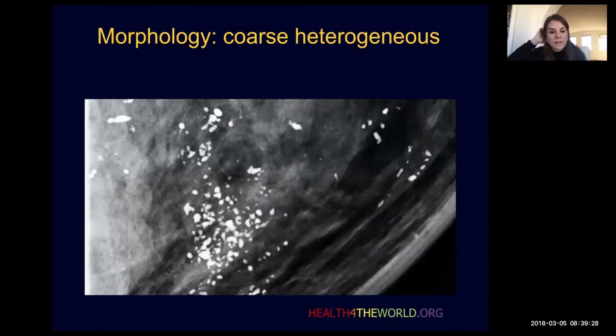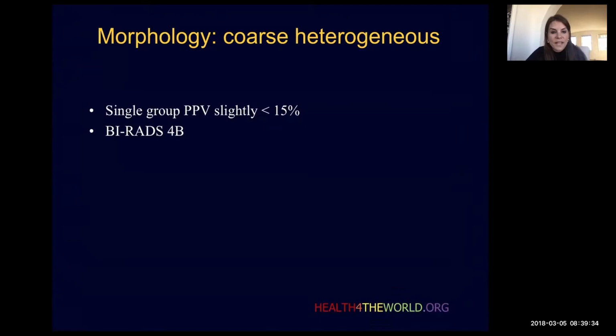Here's another example of coarse heterogeneous calcifications. Again, a suspicious morphology. A single group, again, it has a PPV of slightly less than 15%. So some people like to divide the subtype of BI-RADS 4 into 4A, B, and C, 4C having the most likelihood of being cancer, the highest probability of cancer in that group, 4A the lowest, and 4B intermediate.